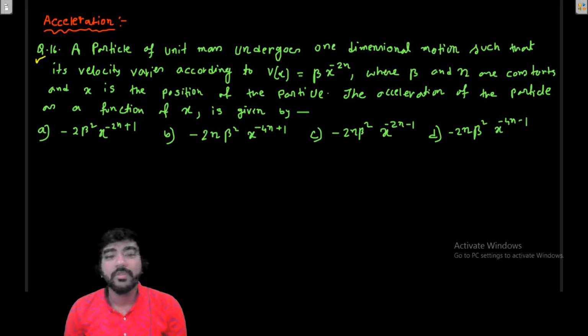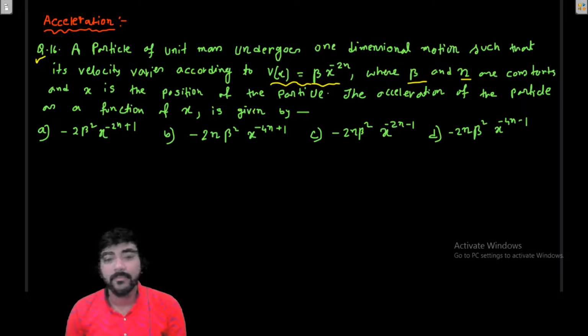A particle of unit mass undergoes one-dimensional motion such that its velocity varies according to v of x is equal to beta x to the power minus 2n. This is the velocity function of x. Beta and n are constants, and x is the position of the particle. We have to find the acceleration of the particle as a function of x.